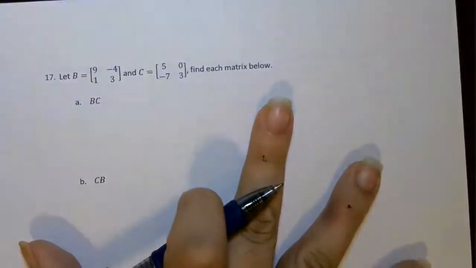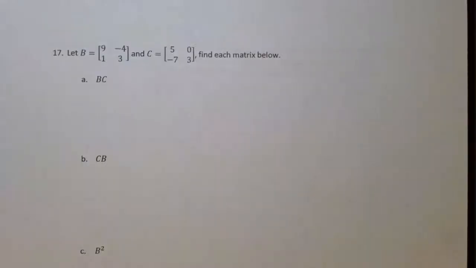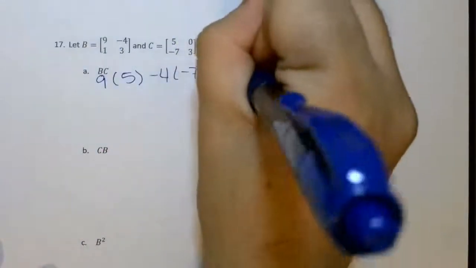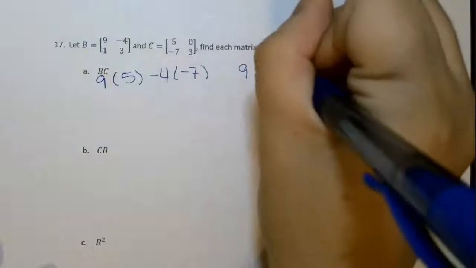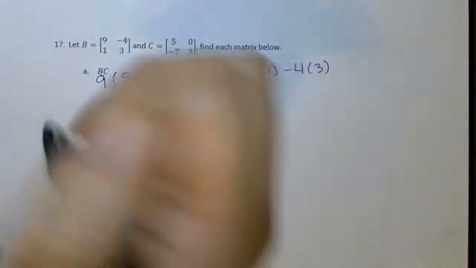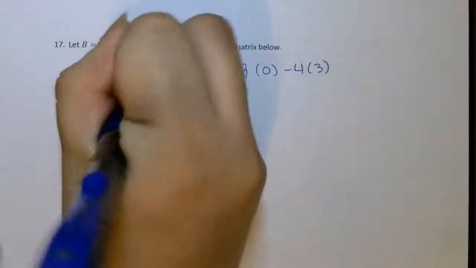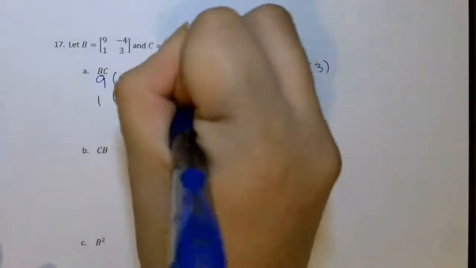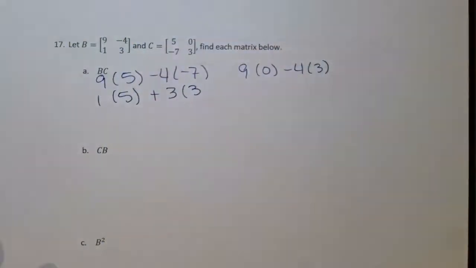B wants me to do matrix multiplication. The first one is doing B times C. So I multiply B's rows with C's columns. I have 9 times 5 minus 4 times negative 7. Then I have 9 times 0 minus 4 times 3. Then I am going to do the bottom row times the columns. So I have 1 times 5 plus 3, I don't know where that 3 came from. It should have been negative 7.